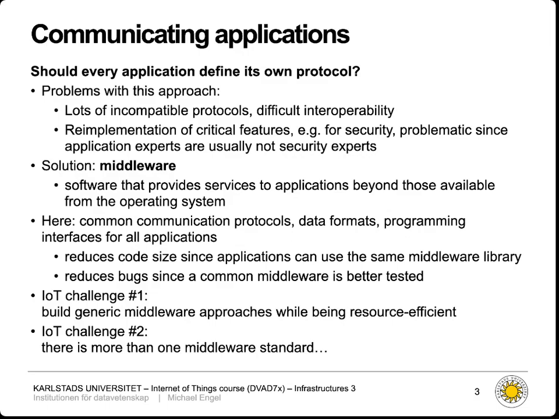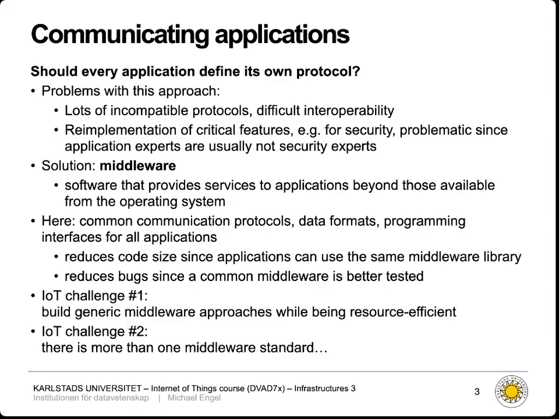So we don't have to care about the operating system, no matter which operating system we're going to use on an IoT node. If we use the same middleware and maybe the same TCP/IP protocols, obviously, on these machines, they will be able to communicate with each other. So our middleware for IoT should provide common communication protocols, common data formats, and possibly also a joint programming interface for our IoT applications.